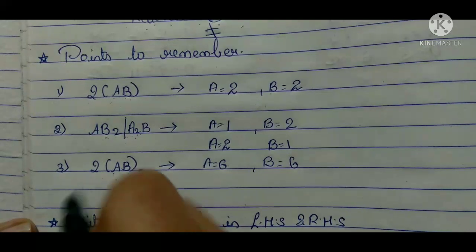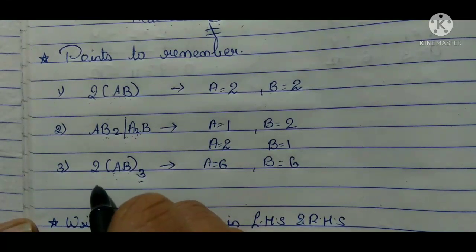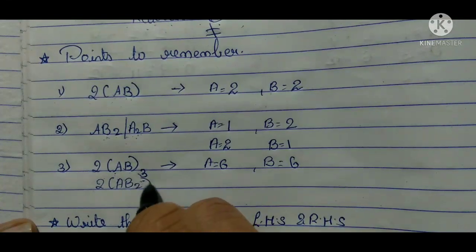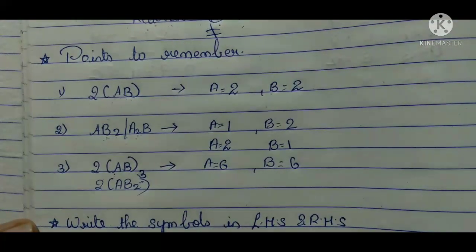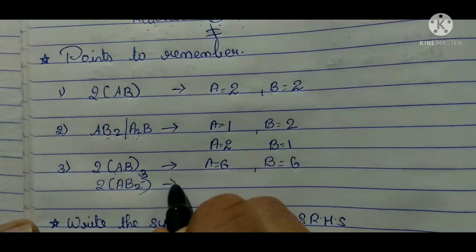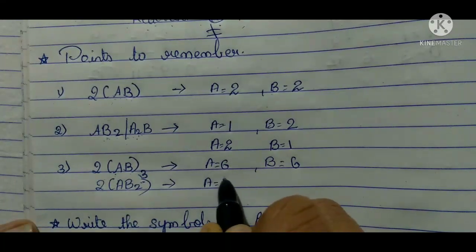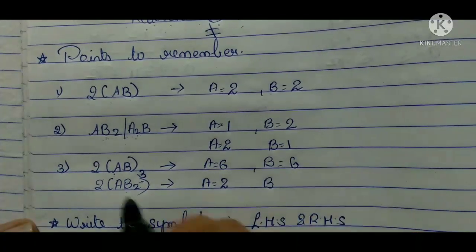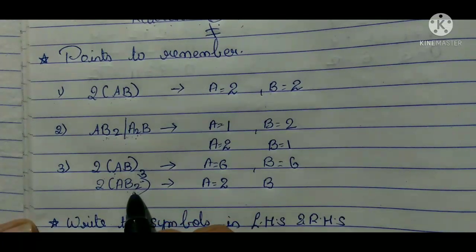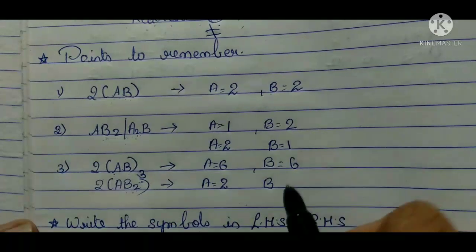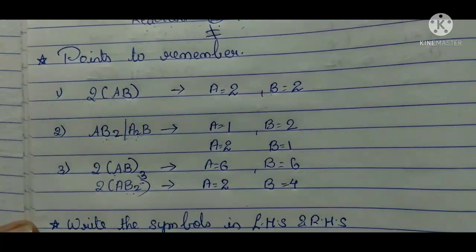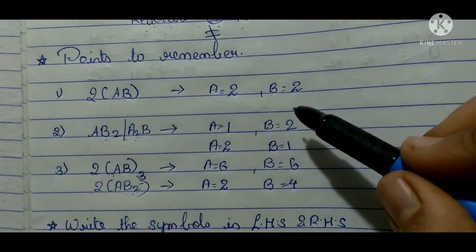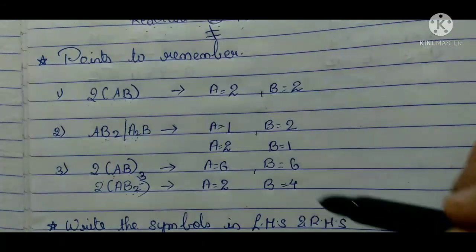Everyone, suppose you have an equation like this, 2(AB2). Now tell me how many A are present? A is 2. And how many B? See beside B, what is the number given? 2. So 2 multiplied by 2, B is 4. So these are some of the basic points that you have to remember while writing a balanced chemical equation.